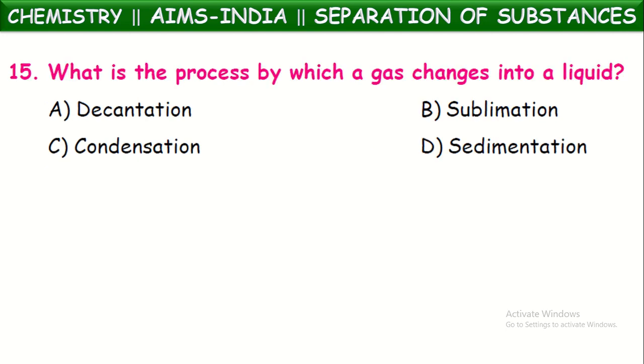Next one, what is the process by which a gas changes into liquid? What do we call that process? Gas converting into liquid happens by cooling. When a gas is cooled, it converts into liquid. That process is called condensation. Okay, it is called condensation.